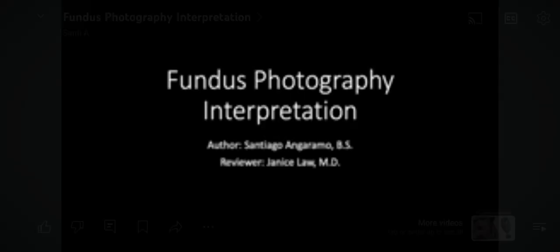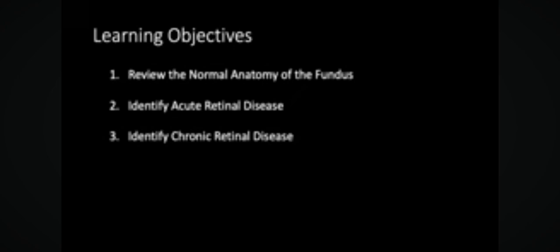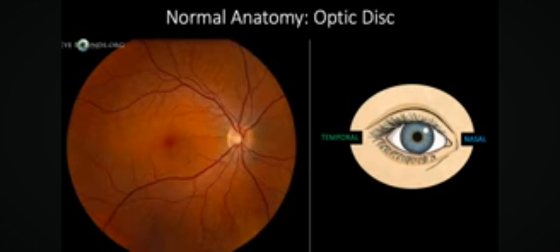Welcome to this video on fundus photography interpretation. The objectives of this video are to review the normal anatomy of the fundus and to identify some key acute and chronic retinal diseases. First, we're going to start off with the normal anatomy of the retina. On this slide, we have a fundus photo of a normal retina.